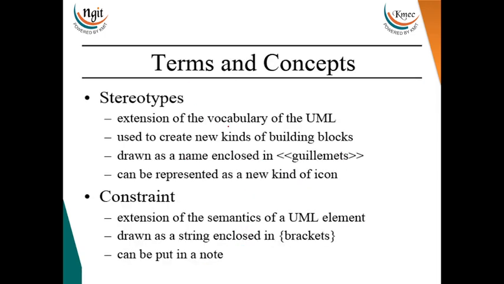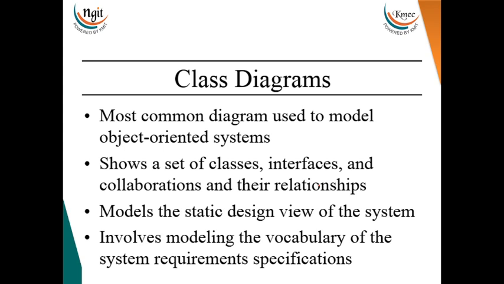Stereotype is an extension of the vocabulary in UML. We have just discussed creating new elements. We can represent guidelines. Constraint is an extension of semantics, in brackets. What are the conditions? Constraints are nothing but conditions. What are the conditions? You can do this one.